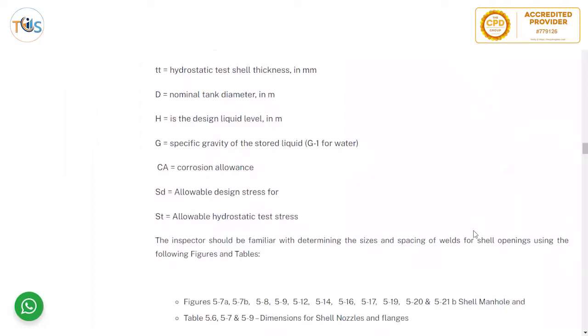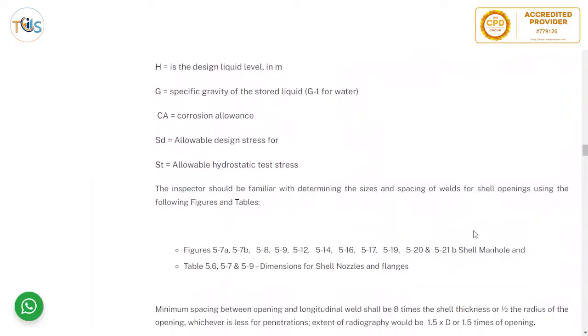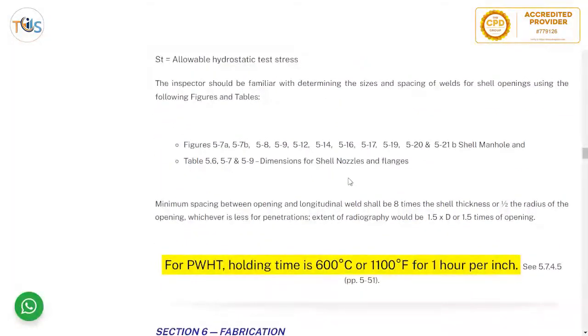The inspector should be familiar with determining the sizes and spacing of welds for shell openings using the following figures and tables, as you can see here. Please look at these figures, just know where they are, and if a question comes, you can work it out.